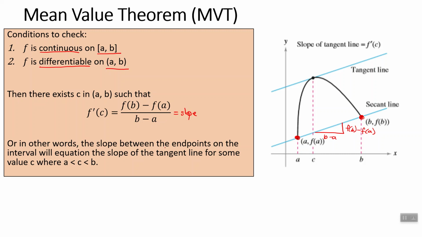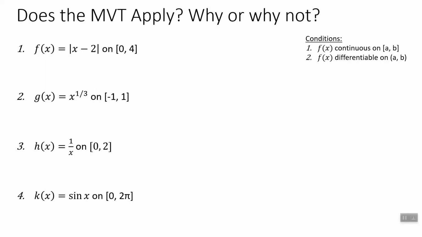All right, so in other words, the slope between the endpoints on the interval should be equal to the slope of the tangent line for some value c, where a is less than c is less than b. So c will be between them, not on the endpoints. All right, so first some examples. Does the mean value theorem apply? Why or why not? So we're going to check these two conditions.